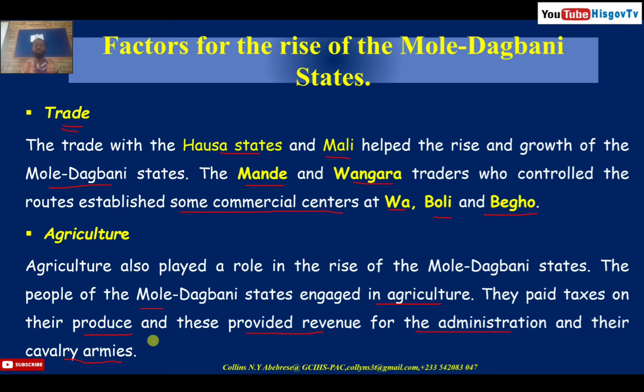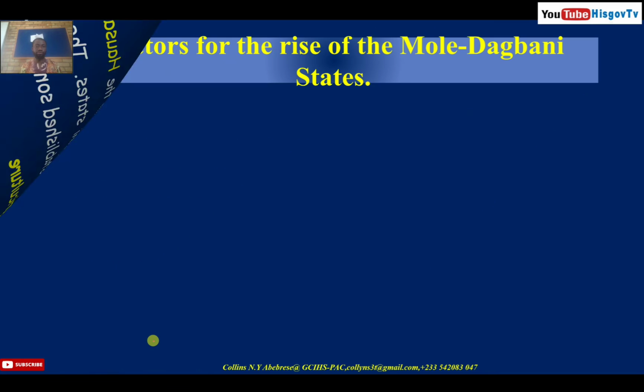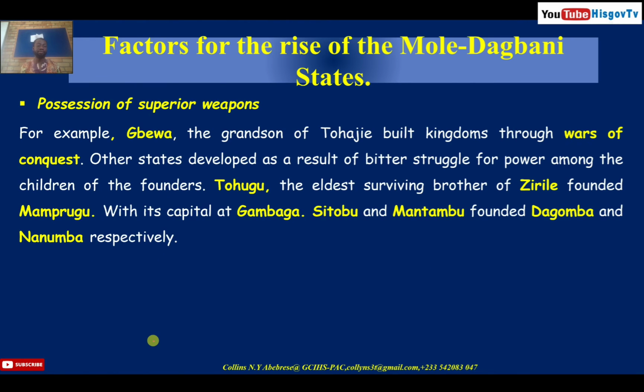So that also gave a lot of revenue to the Mole-Dagbani kings, and which helped them in their expedition and conquering, because most of these states were using the cavalry armies, and that has to do with the use of horses in fighting. Good. So let's look at the next one.